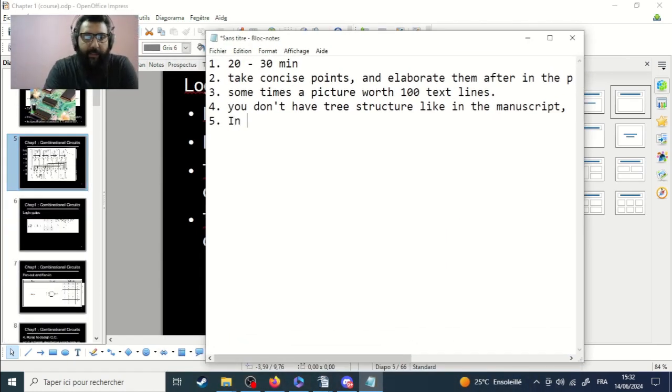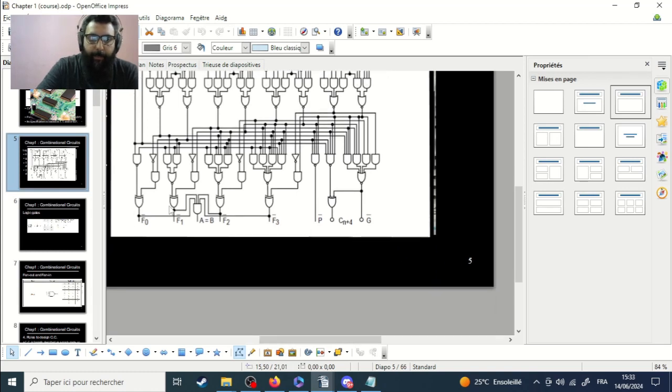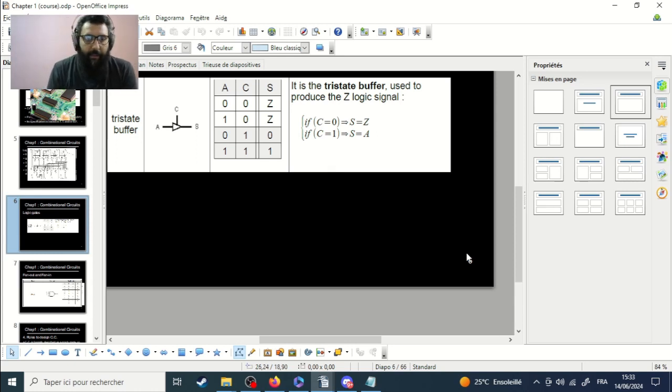5, you need introduction, conclusion, like usual. Introduction and summary or conclusion. What else? You have to number the pages. This is something important. You have to give the number of pages. Why? Because when the examiner will try to ask questions, they will refer to the number of the page. An examiner will say, go to the page number 5, and he will ask his question.